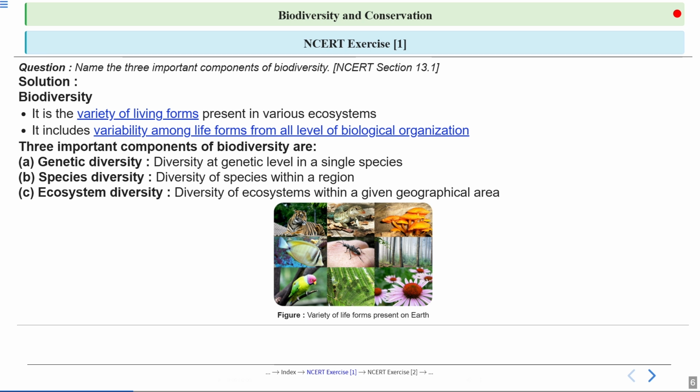Now in the image you can see the variety of life forms present on the Earth. So this is known as biodiversity. It encompasses billions of different species of plants, animals, fungi and microorganisms, along with the diverse ecosystems they inhabit and the genetic variations within them. Around 1.9 million species are currently identified. Scientists estimate there could be 8.7 million or even up to 30 million different species on Earth.